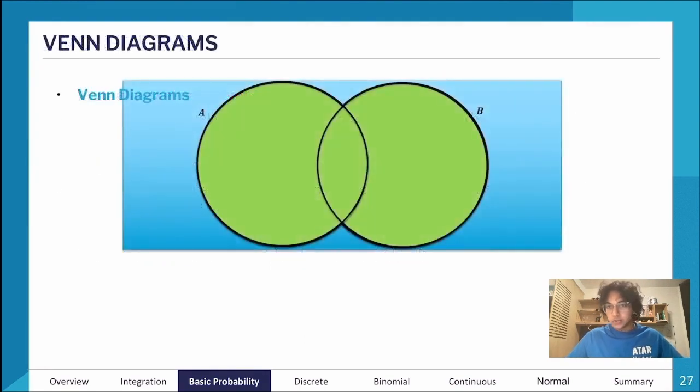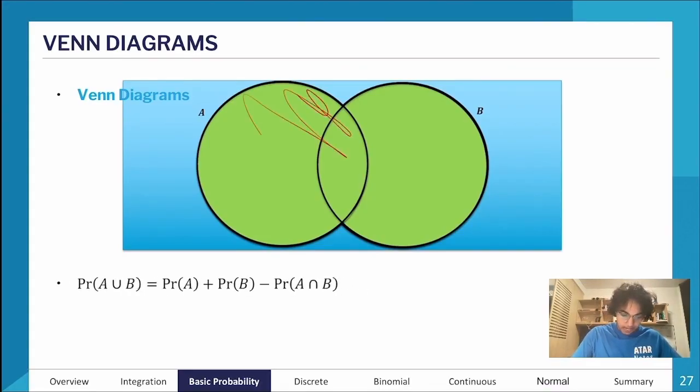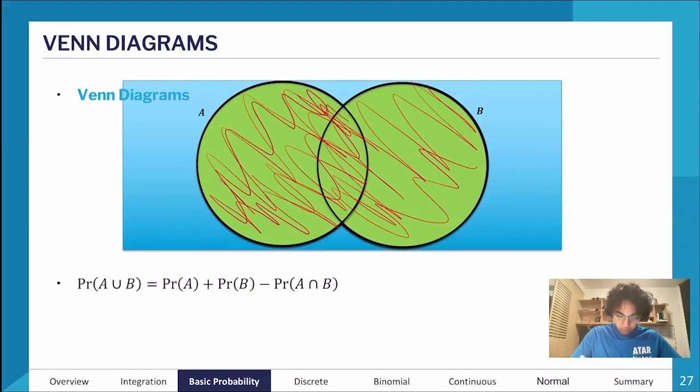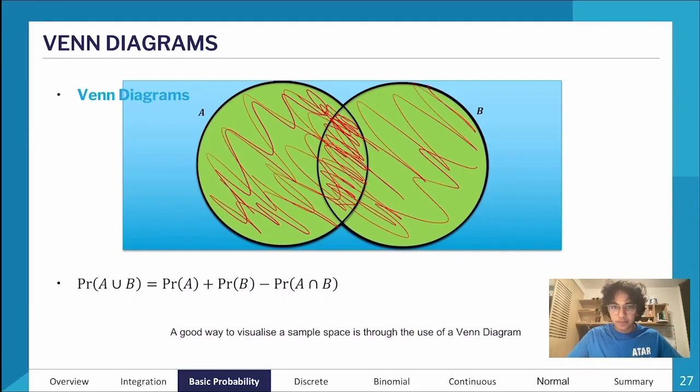We can also show that with a Venn diagram, which I've already sort of done. We can say that this area is A, this area is B. And when I want to show how this rule works, you can see that I've scribbled in this area twice, so I want to subtract that area again. I've sort of already been through that.